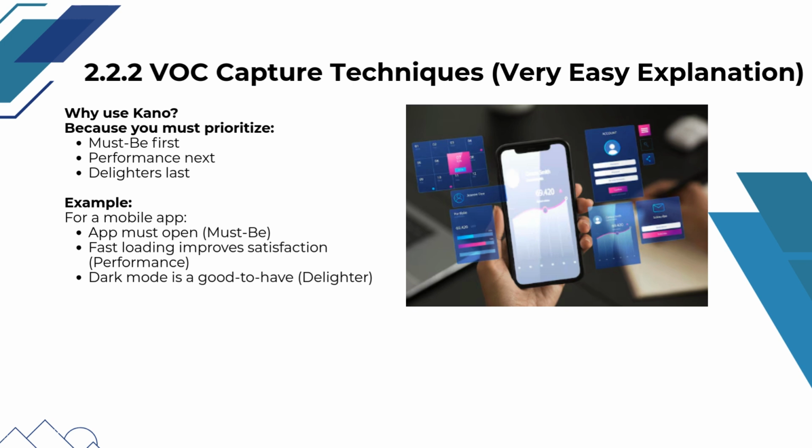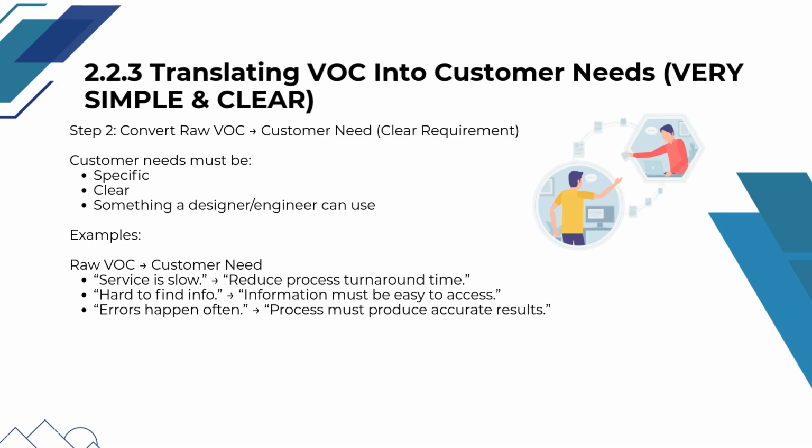For example, in a mobile app, ensuring the app opens reliably is a must-be. Fast loading improves satisfaction as a performance feature, and adding dark mode is a delighter that enhances the user experience without being essential. The next step in DFSS is translating raw VOC into clear, actionable customer needs.